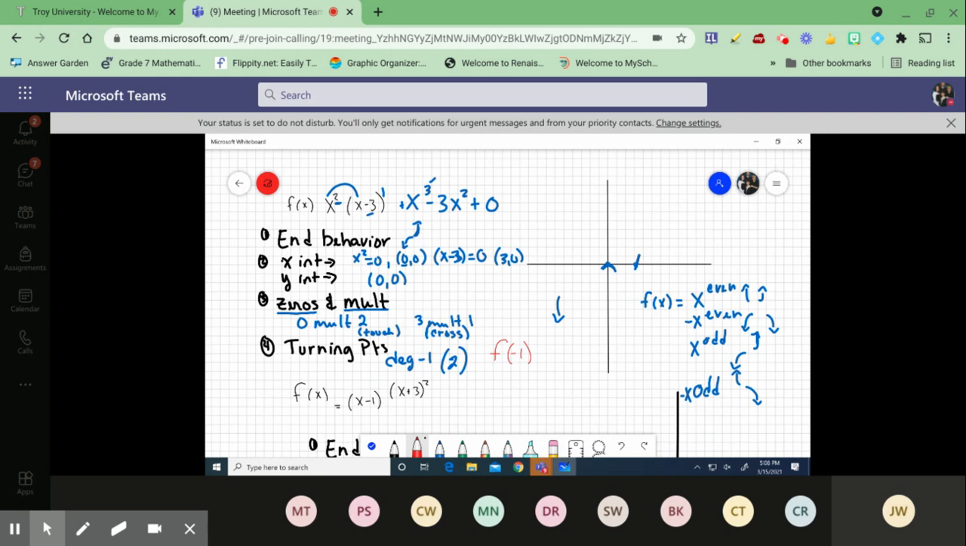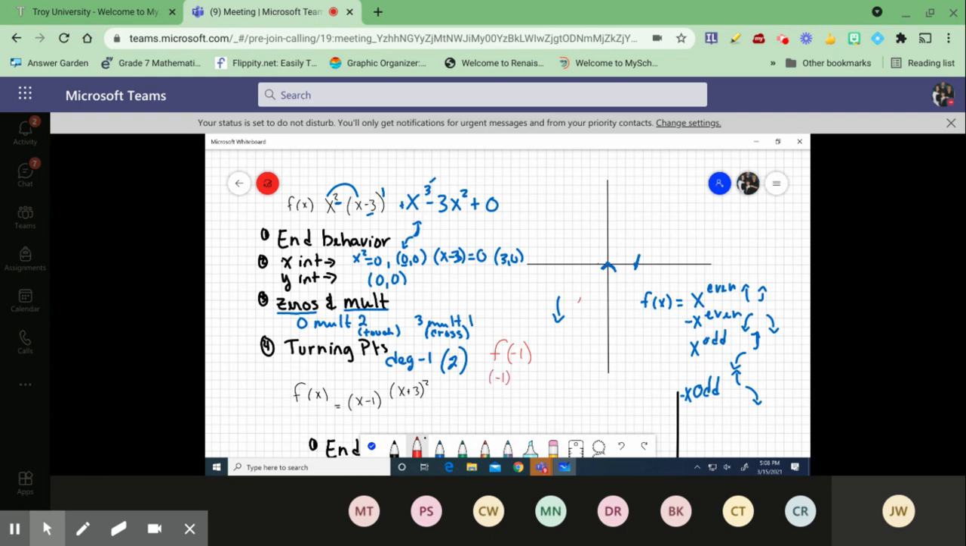f of negative 1. Because I'm here at 0, I know it's coming down, and I know it's going to continuously come down, but I don't know the slope of that line. I don't know how steep that line is going to be. So if I find my f of negative 1, that's going to give me some direction. How am I going to find f of negative 1, guys? Plug it in, right?